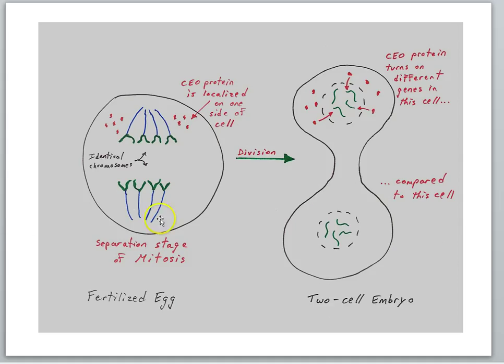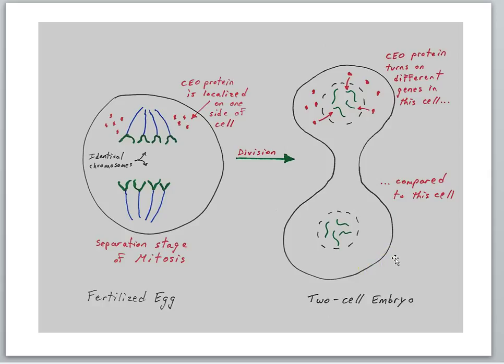Well, imagine if we could look inside the fertilized egg. Here we see the cell captured in the process of the separation stage of mitosis. We got the chromosomes going to opposite sides. Imagine already in the cytoplasm of the fertilized egg is a very powerful protein. Right, so this was already in the unfertilized egg, for example, and then after fertilization, this protein gets localized to one side of the cell. And if the plane of division is right here down the middle here, what we have then is one daughter cell will get the CEO protein, the other daughter cell will not get the CEO protein.